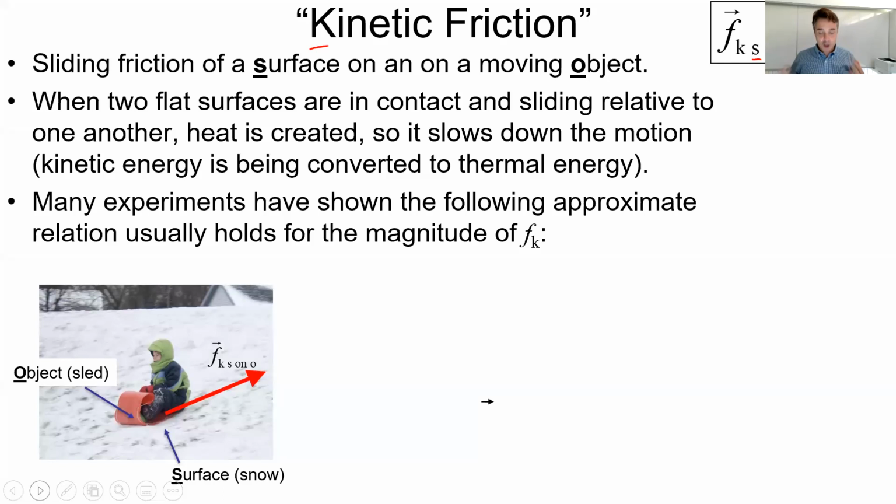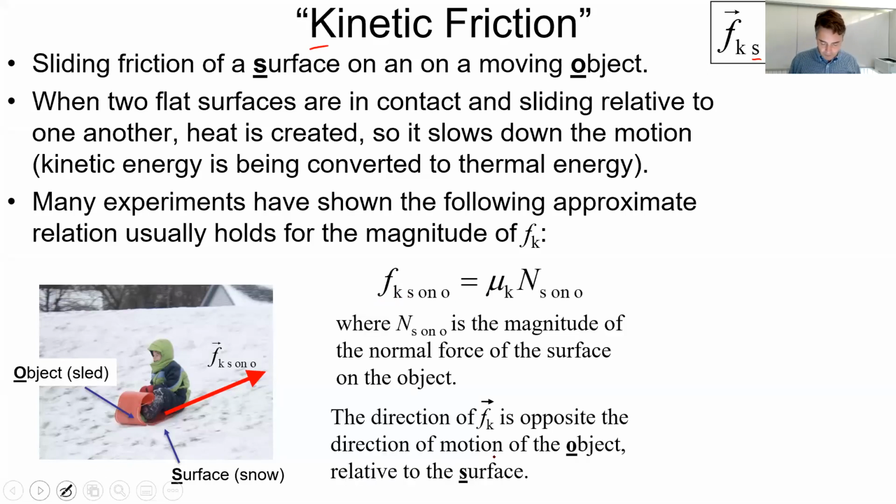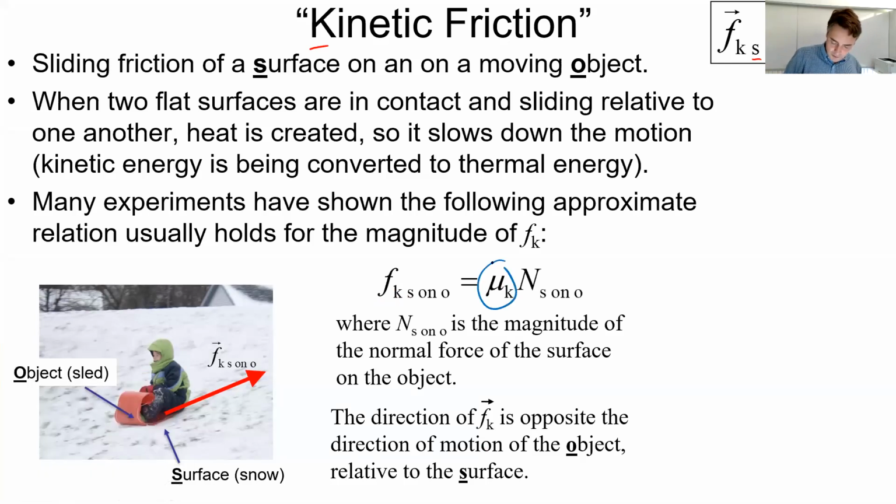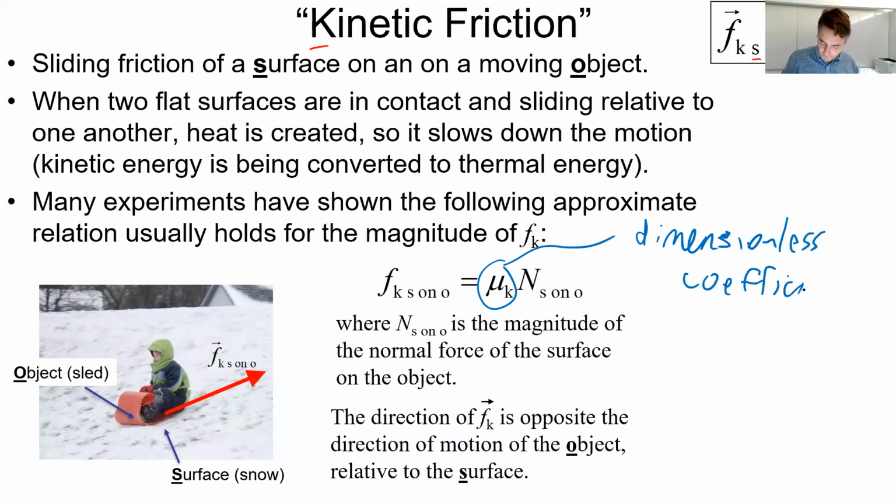Many experiments have shown that there is a handy equation: the kinetic friction force of the surface on the object is equal to this mu sub K, some dimensionless coefficient, times the normal force of the surface on the object.